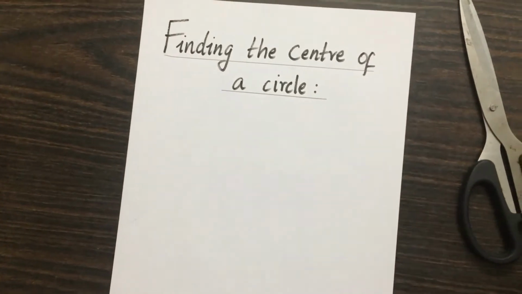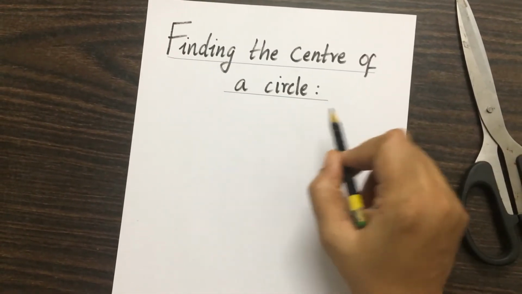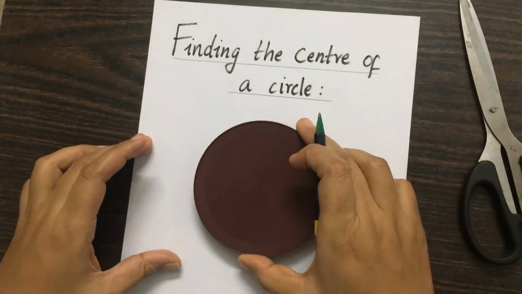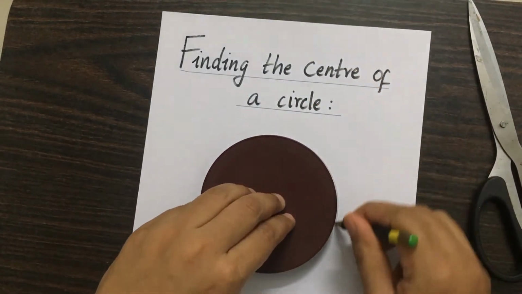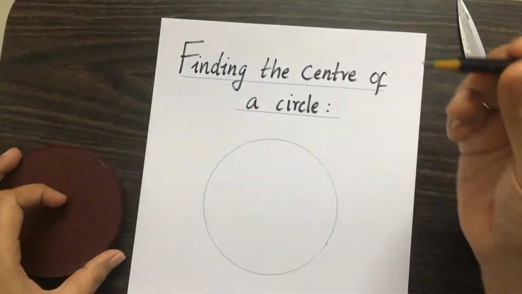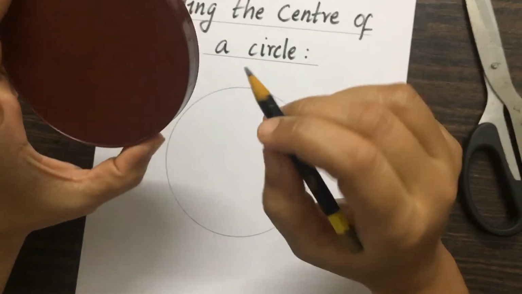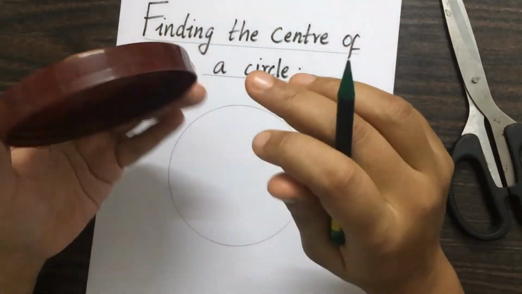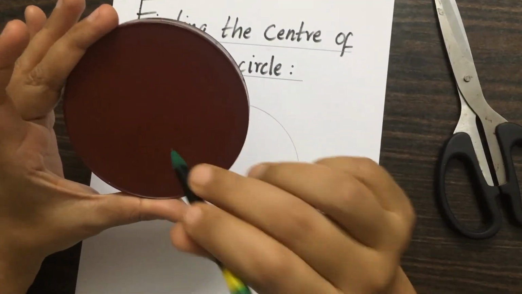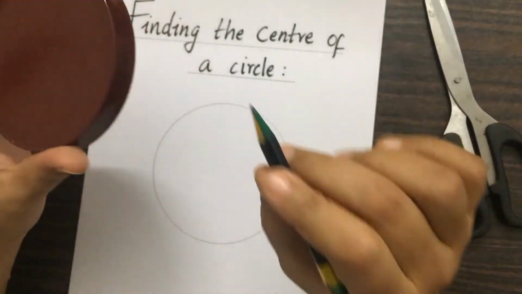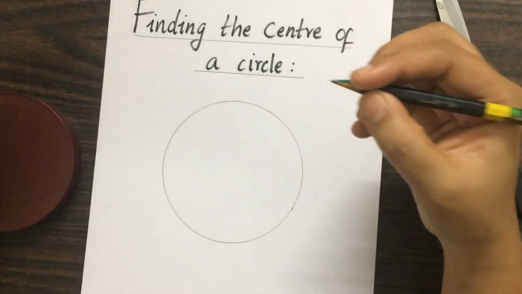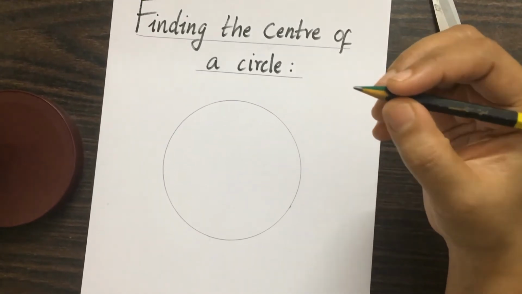Now, I am going to teach you an activity to find the center of a circle. Now, I have a lid with me. I am going to trace the outline of the lid to get a circle. Now I have got a circle. If I have to put a hole exactly in the center of the lid, I have to find the center exactly, not approximately. If it is approximate, I can put it anywhere. So this activity will teach you how to find the center of the circle exactly.